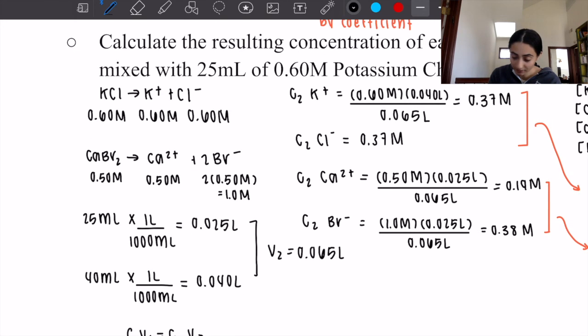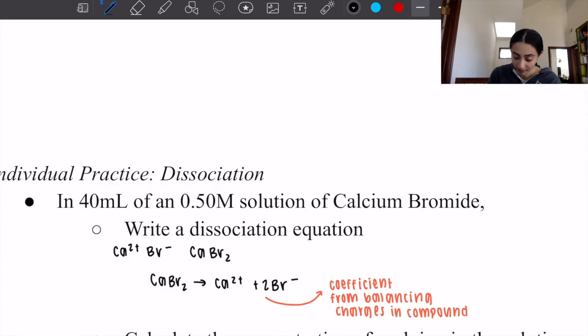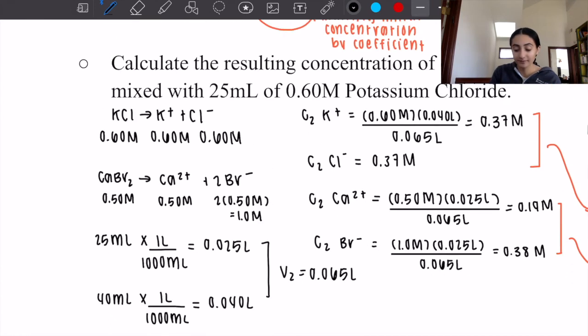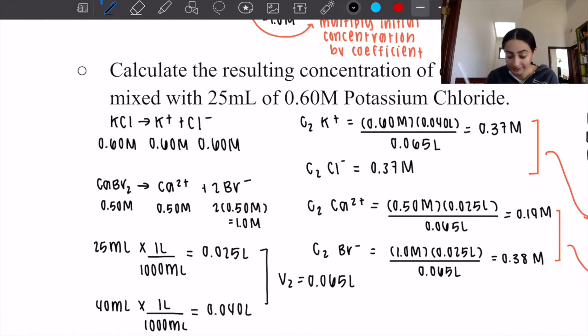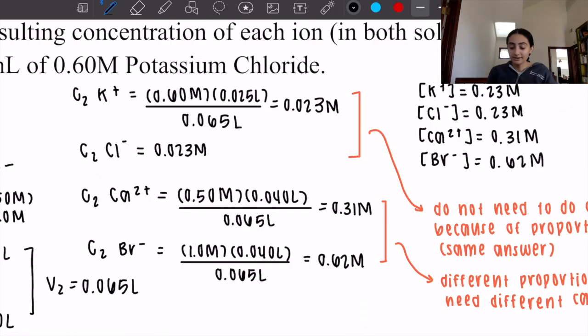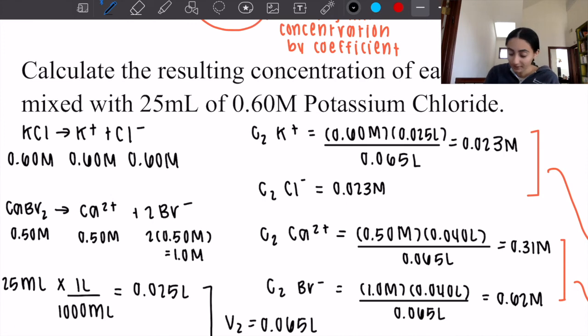Then I wrote out my volumes. So way up at the top of the problem, we have the 40 milliliters. I converted that to liters, and then I converted 25 milliliters, which is the volume of the potassium chloride solution, also into liters. And then I added them together to get V2. Okay, so now to calculate final concentration, we're going to start with potassium chloride. I have the initial concentration times the initial volume divided by final volume, and I get 0.023 molarity. I can also use that concentration for the chloride ion, because the coefficients in front of both of those ions are the same.